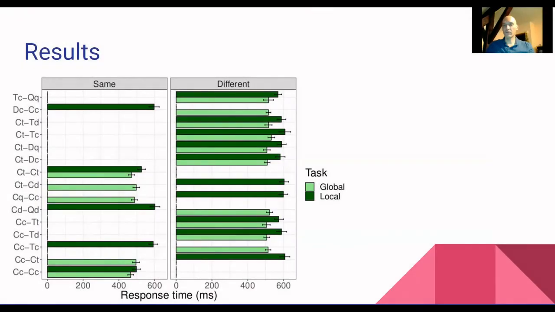We analyzed the data for these 15 subconditions, and here on the graph you can see them plotted for same versus different responses, and for global versus local responses, local in dark green, global in light green. And what we can see on the graph is a clear global advantage effect. The other conclusions cannot really be derived from this type of analysis, so we move to the next one, which is more clear.